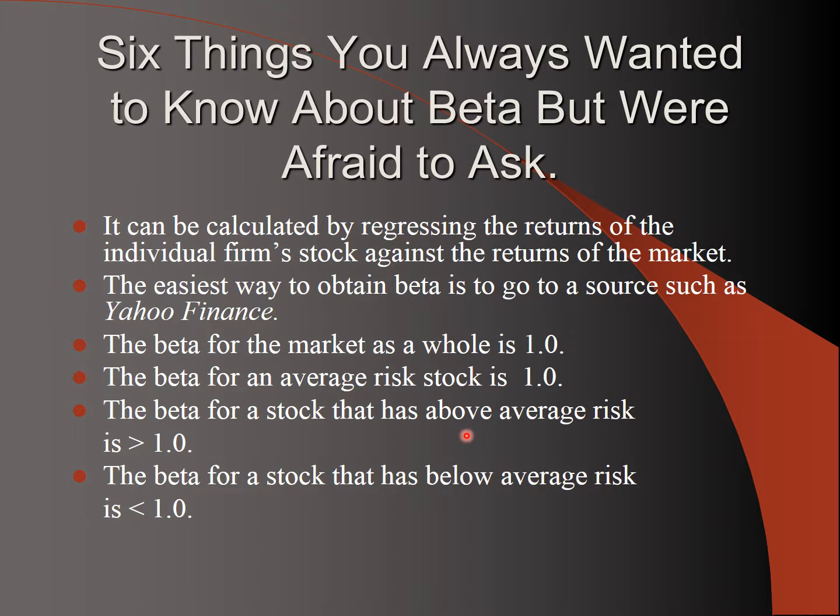If you have a stock that has a beta of greater than 1, then that's considered to be an above average risk stock. And if it's less than 1, it's considered to be a below average risk stock. So you can have betas of 0.5, you can have betas of 1.5, and more than that and less than that.